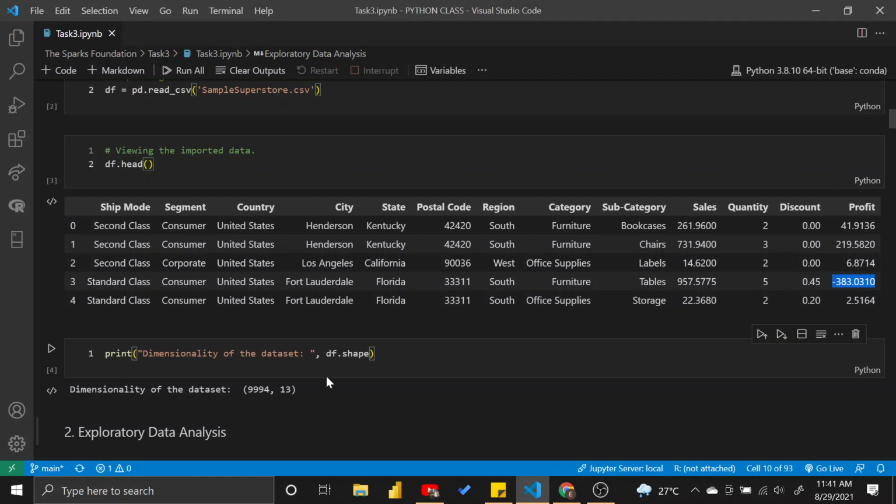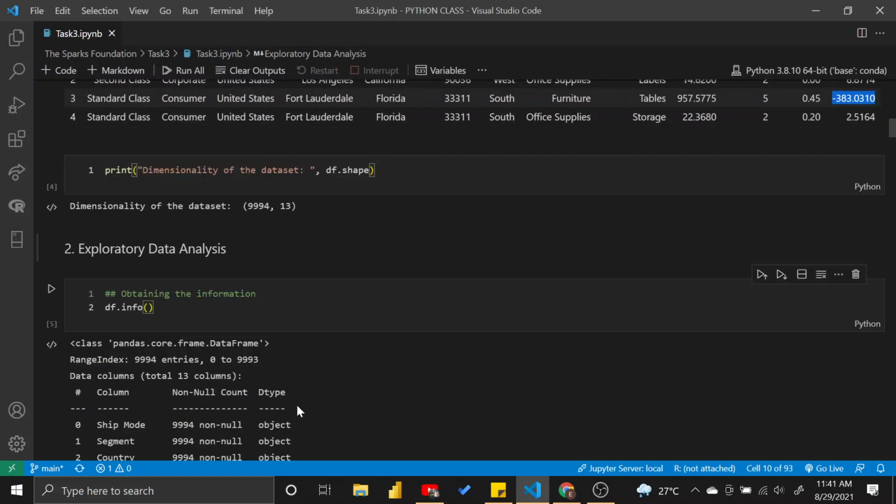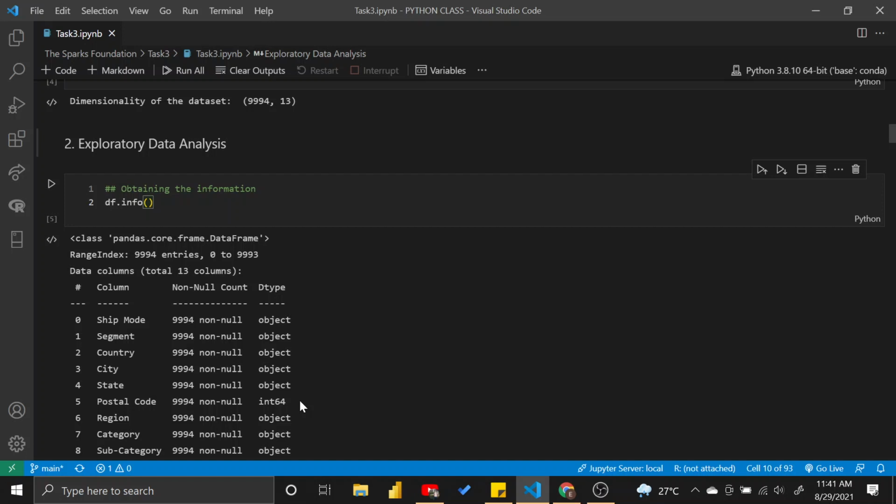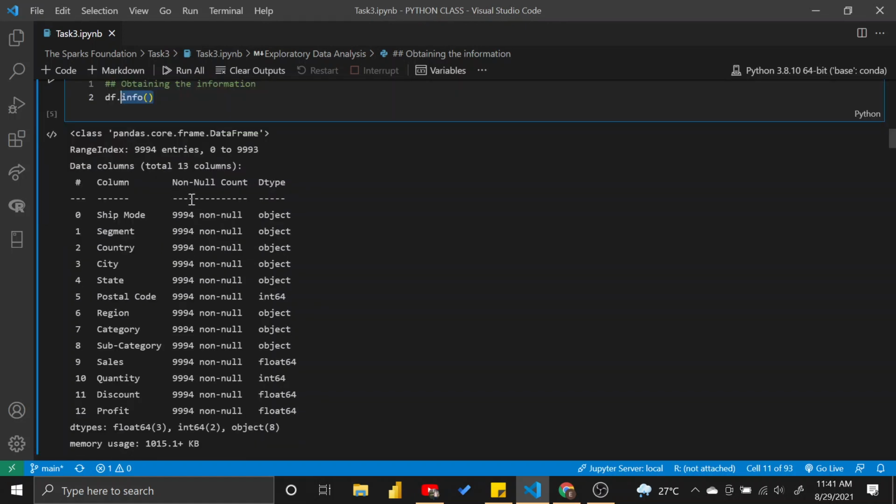Now let's see what's the dimensionality of our data set. So we have a total of 9,994 rows and 13 columns. Now, one good thing about using Python is that your command is basically like what it means. It's nothing complicated. So your .info is basically giving you information about your data set. So here in this information, we'll see how many non-null values are there and what is the data type. So in all this, you can see the number of non-null values are basically 9,994, which means there are no null values, which is a good thing. You can move forward with that.